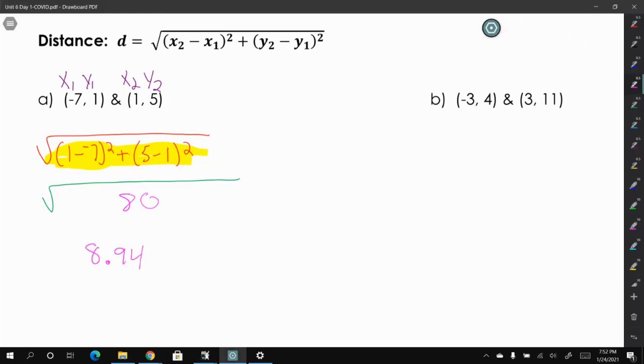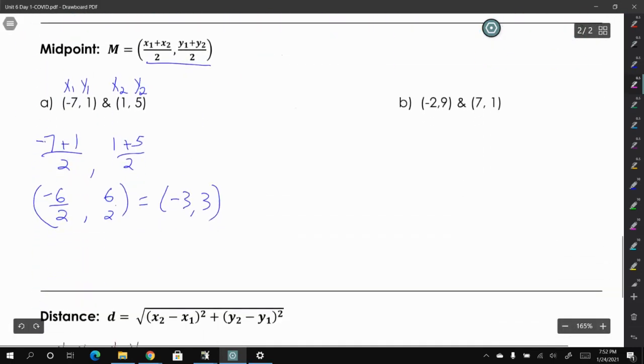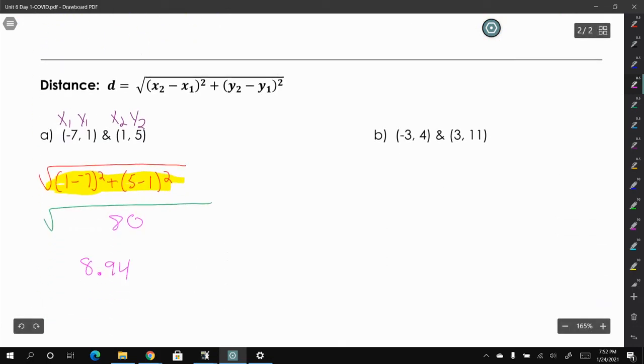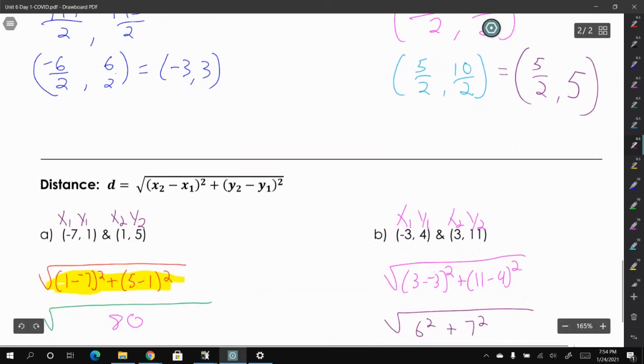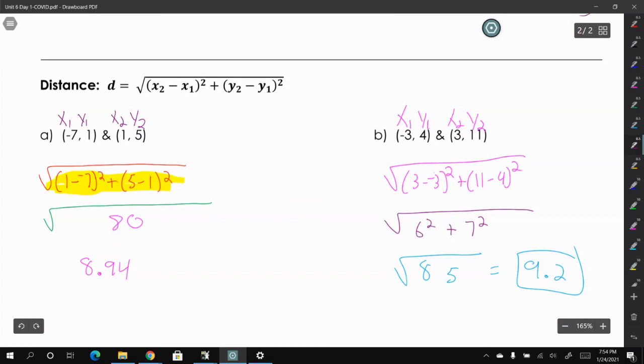All right, so pause the video and try letter B for the distance and letter B for the midpoint, and we can see what we got after you try those. All right, so you can see that for the midpoint, I got 5 over 2, comma 5 for my midpoint between those 2 points. And then for the distance down here for letter B, I got 9.2. So hopefully this last part was a good refresher, and you're going to be able to apply that to these parallelograms that we've talked about before.